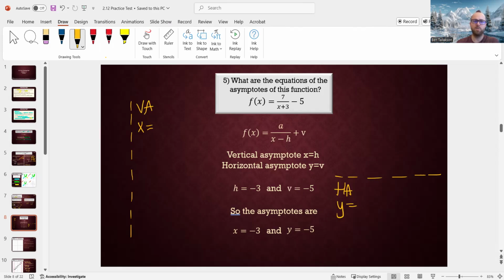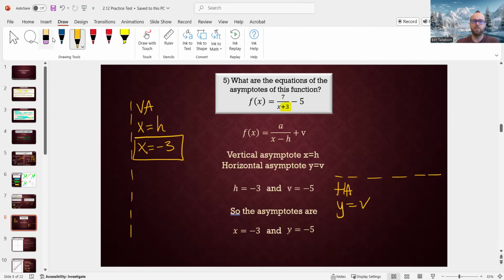Well, it's going to equal h, whatever h is in our function. Okay, and the horizontal will equal v, whatever elevator v is in our function. So let's start with h. Looking at our function, we see dishonest h hanging out with x as normal, and dishonest means opposite. So since h is -3, the vertical asymptote is at the line x equals -3.